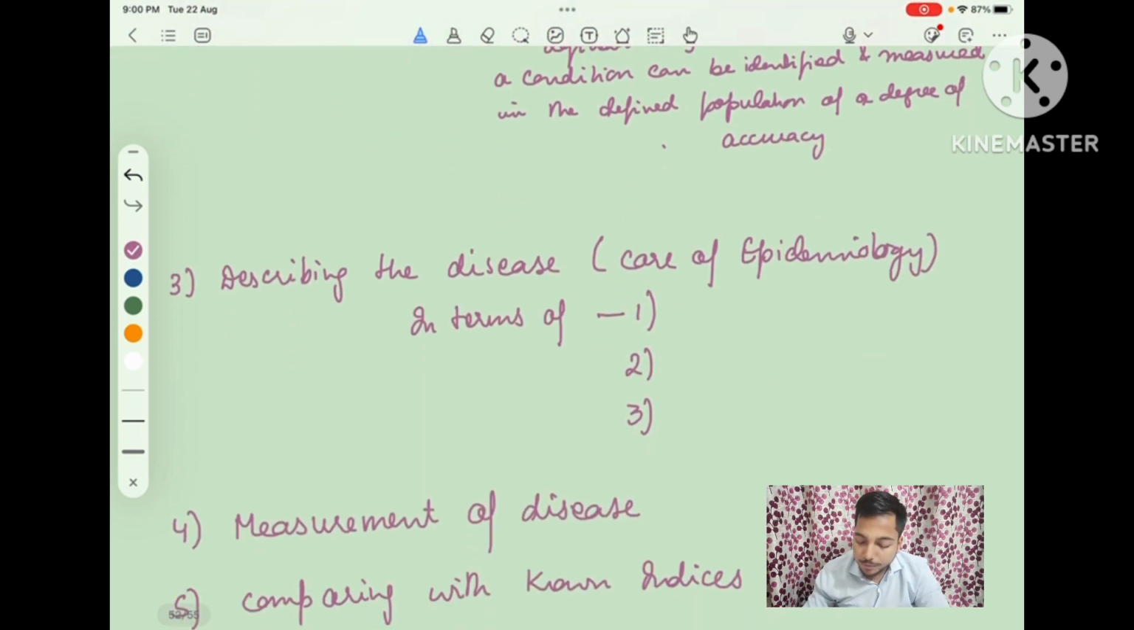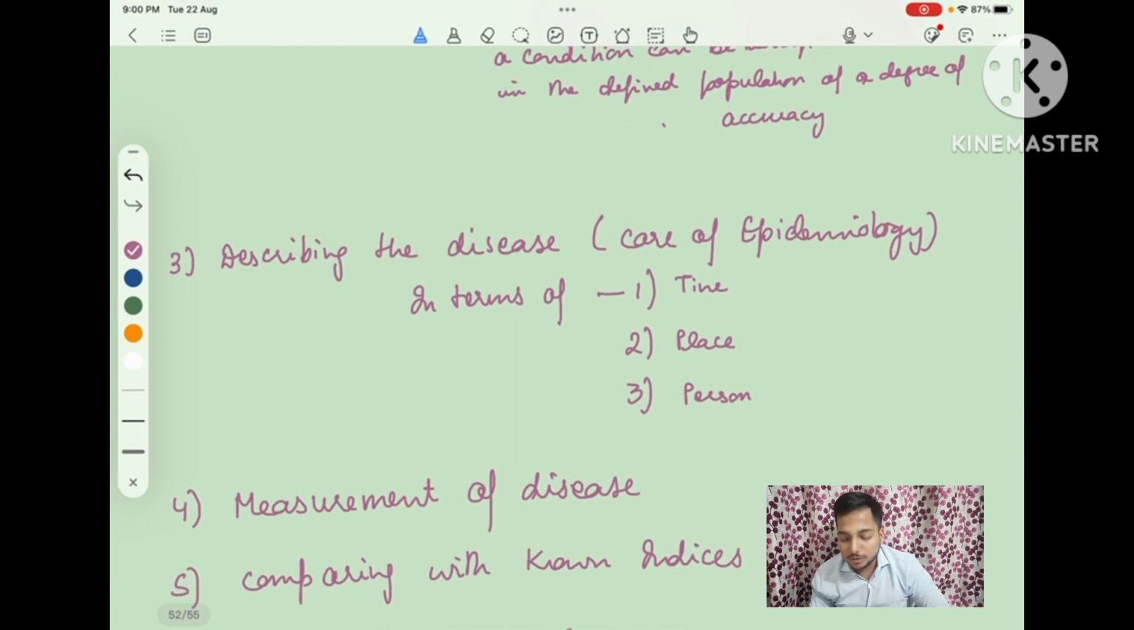The third step is describing the disease. Now this forms the core of epidemiology, because here we deal with the very basic step, that is all about what descriptive epidemiology is, that is defining anything in terms of time, place and person. So describing the disease in terms of time, place and person. In this entire video we will also be talking under these headings only.